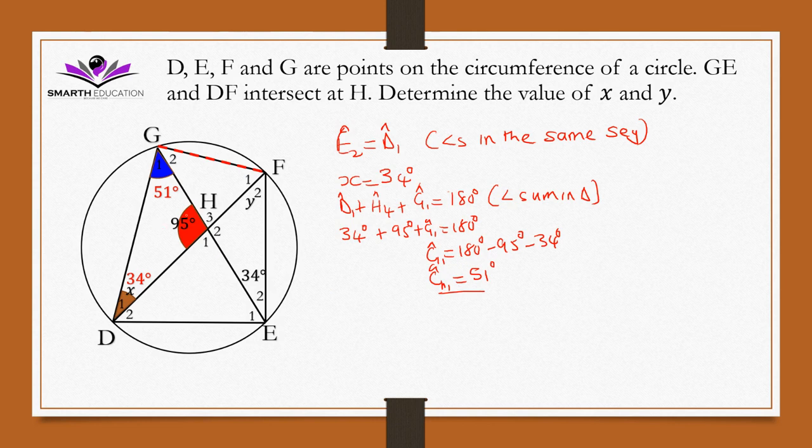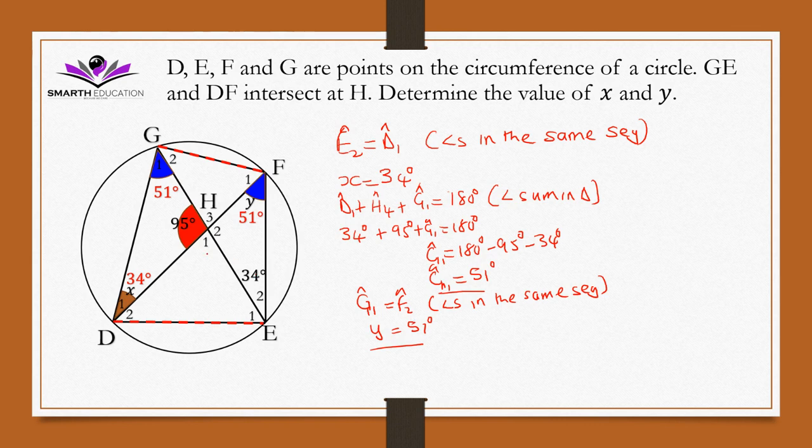And then we can say now, but angle G1 is equal to angle F2. Why? Because these are angles in the same segment. Okay, angles in the same segment. So therefore Y is equal to 51 degrees. You see that? Done.